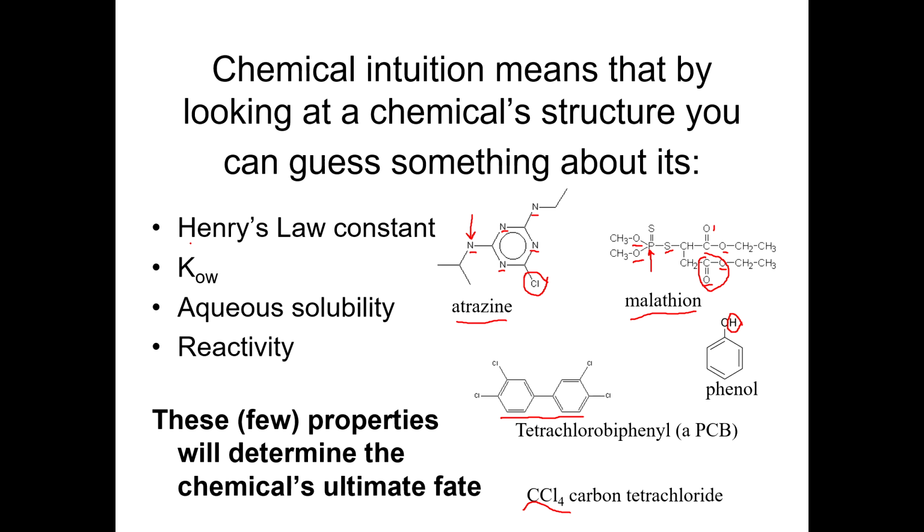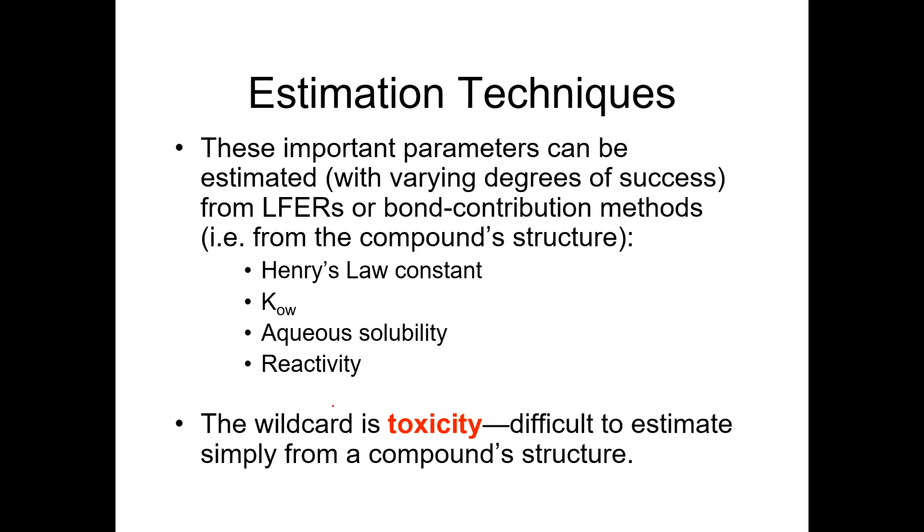So I can look at these structures and I can get a decent guess at the Henry's law constant of the chemical. Again, that's water to air partitioning. I can have a reasonable guess at its octanol to water partitioning, which again, we're using octanol as a proxy for all of the organic carbon stuff in the environment. And then we can also make a good guess at its aqueous solubility, again, based on whether it's got these polar functional groups. And I can tell you something about its reactivity. And if I know these few properties, I can tell you an awful lot about the ultimate fate of this chemical in the environment.